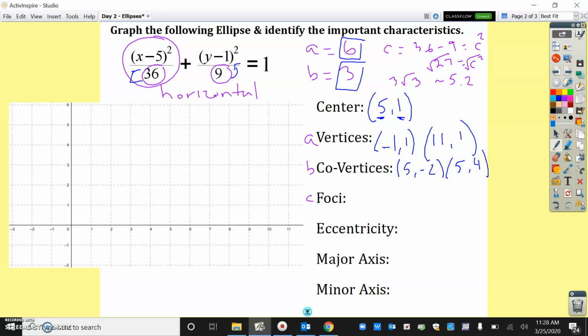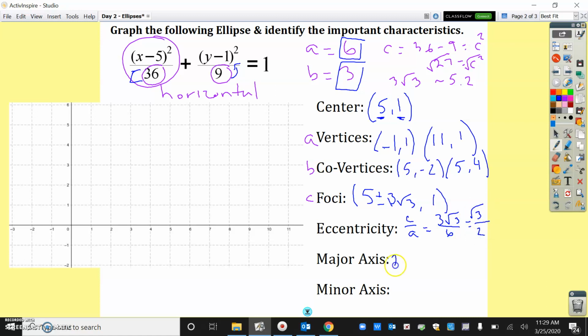The foci and the vertices are best friends. Wherever the vertices are, the foci are along that axis as well. Since the vertices affected the x-coordinate, so do the foci. So it's going to be 5 plus or minus 3 root 3, comma 1. Eccentricity is just a formula: C divided by A. Your C value is 3 root 3, and your A is 6. Make sure you simplify that: square root of 3 over 2.